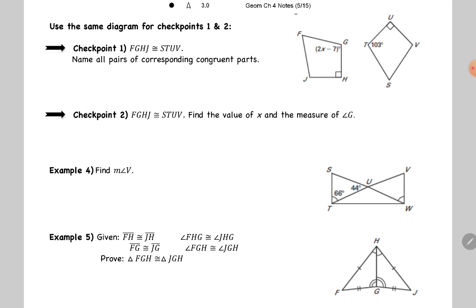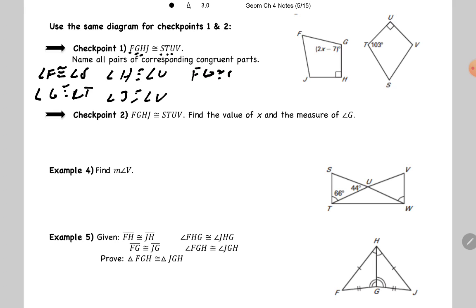Okay. So angle F is congruent to angle S. Angle G is congruent to angle T. So I'm just doing position 1, position 1, position 2, position 2, position 3, which is angle H, is congruent to angle U, and then position 4, angle J, is congruent to angle B. And now we got to do all the side lengths.